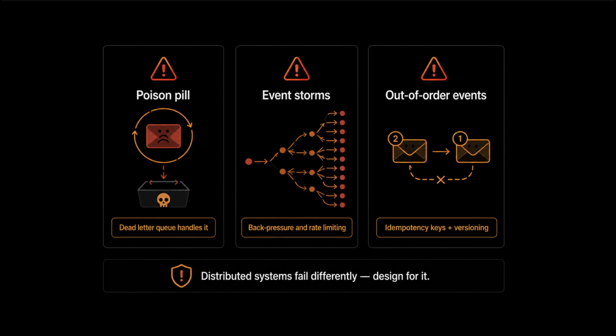So basically, in a dead letter queue, after a certain number of retries, the message goes into a holding area where you can inspect it later on. Next is the event storm, where one event triggers another, which triggers another, and suddenly you have a cascade of millions of events. You handle that with back pressure mechanisms and circuit breakers. Next is out of order events, like receiving order cancelled before order placed. So you deal with that using idempotency keys and sequence numbers in your events. None of these are deal breakers, but you do need to design for them deliberately.